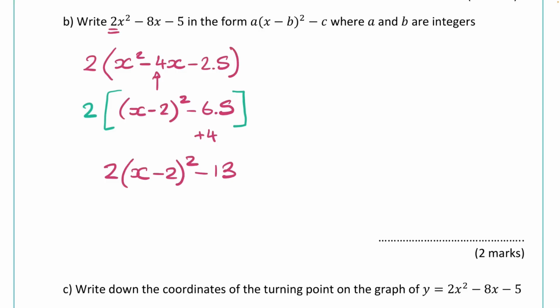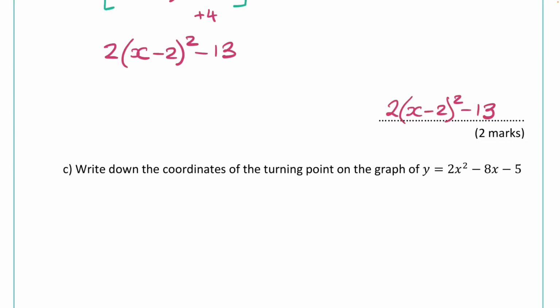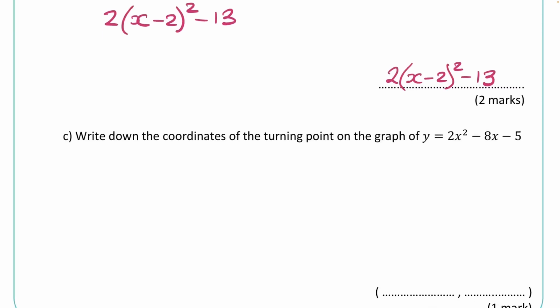And it did say where a, b are integers. So we do have integers. We have 2 lots of x minus 2 squared, and then minus 13. Right, there we go. So we have our completed square form. I just need to now write down the coordinates of the turning point of that graph. Now the turning point is exactly the same as normal completed square form.